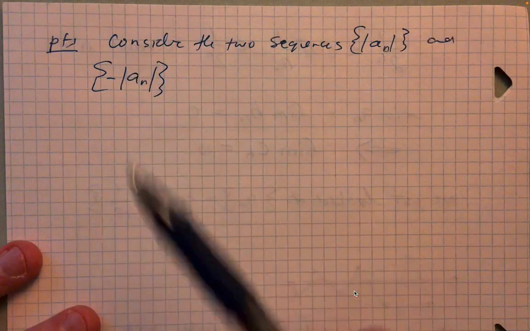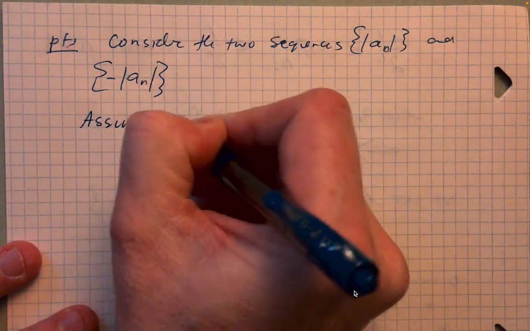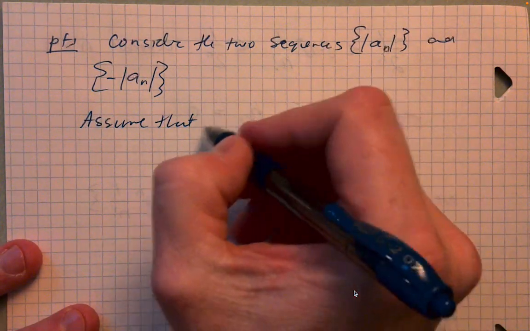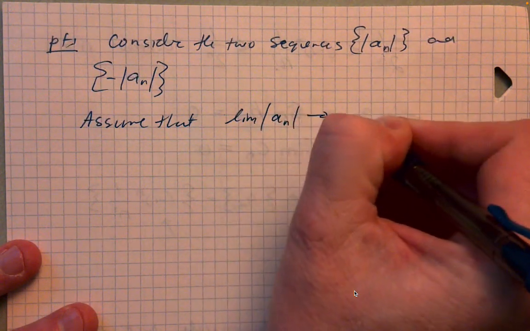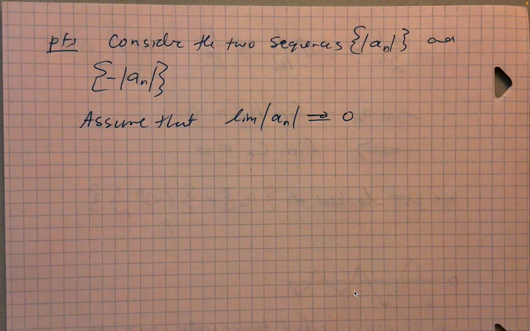What we're going to assume, and this is the way the theorem is structured, is that the limit of the absolute value of a of n is equal to 0. We'll assume that the absolute value of a of n has a limit, and it's 0.